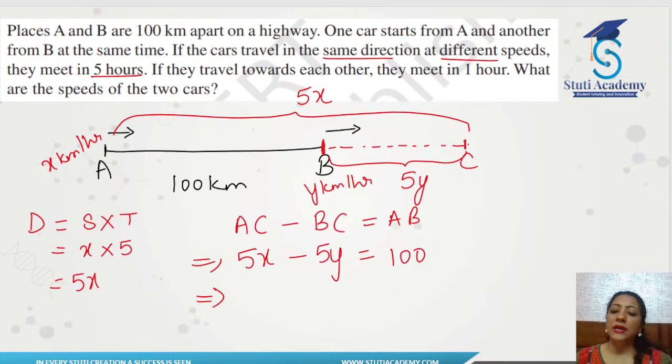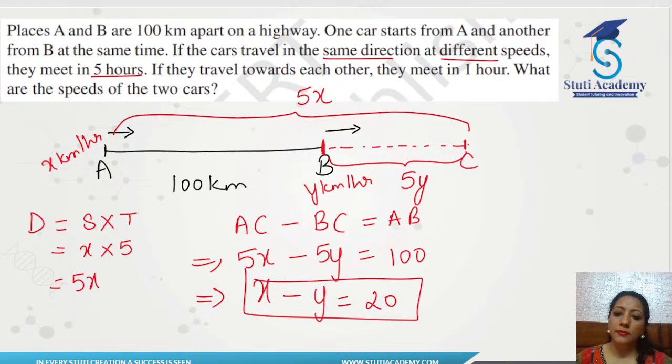We can now simplify this equation by dividing throughout by 5. We'll get x minus y is equal to 20. That is the first equation. This is first case. So from the first case we've got first equation, x minus y equal to 20. Now in the second case it is given if the cars travel towards each other, they meet in 1 hour.